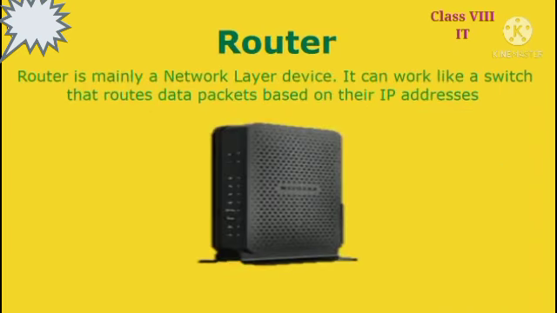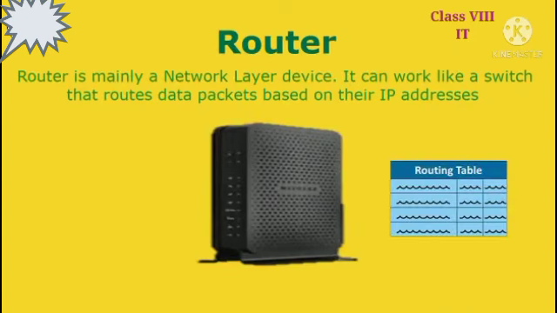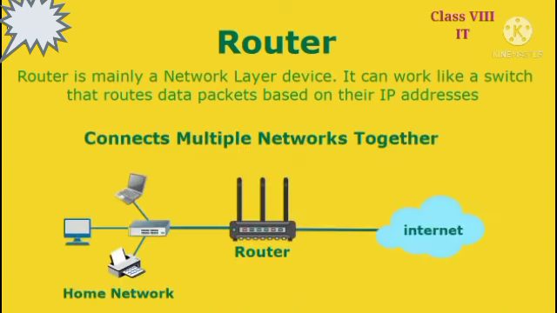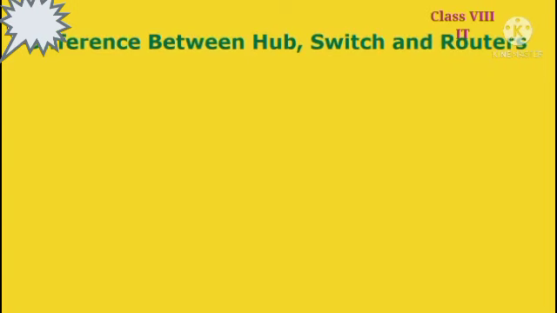Next is router. Router is also a network layer device. It works like a switch. It also helps to route the data packets based on their IP addresses. It connects multiple networks together. Router will help to connect multiple networks together for the transmission of data packets from one network to another. That's the main purpose of this router. The data packets will be sent from one network to another using this device.